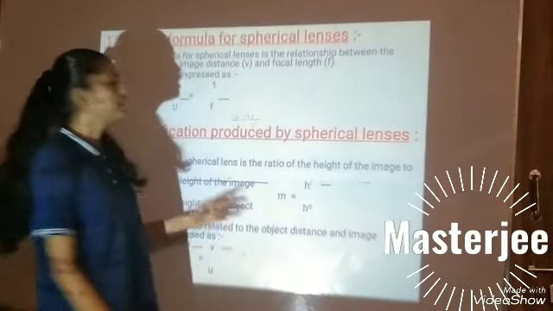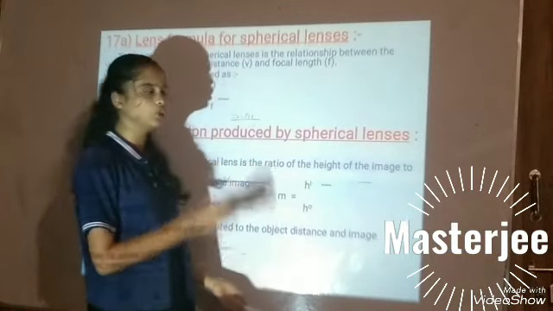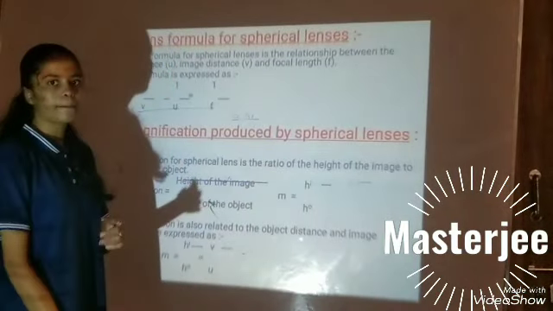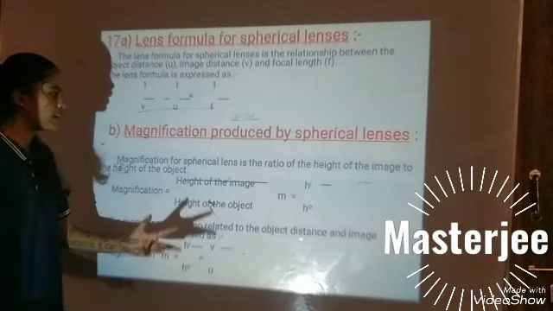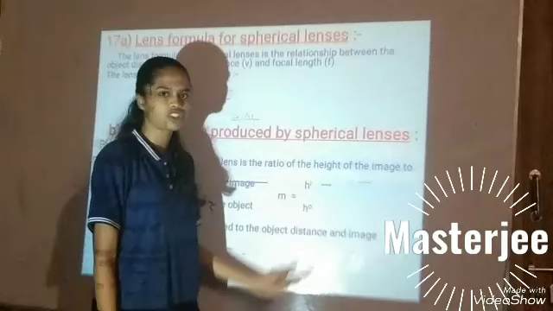Lens formula. The lens formula is given as 1 by f equal to 1 by v minus 1 by u. f, v, u represent the same quantities which we described in the mirror formula case. Magnification produced by a spherical lens will be h i by h o.